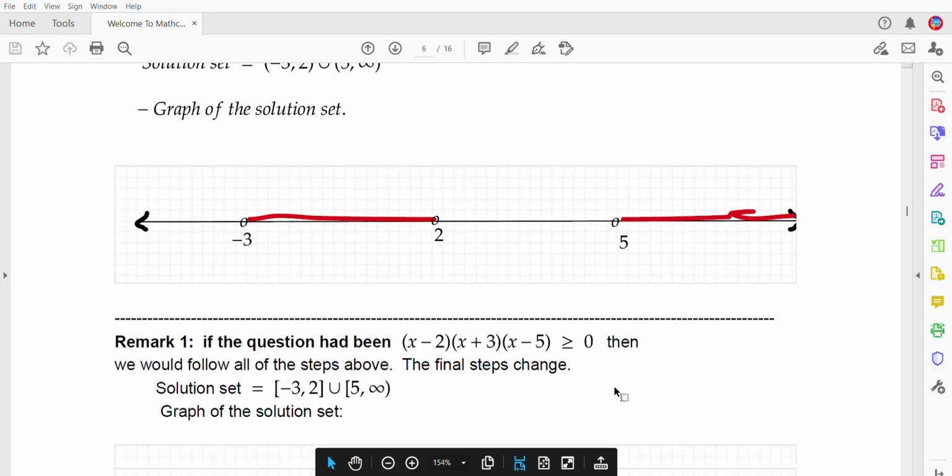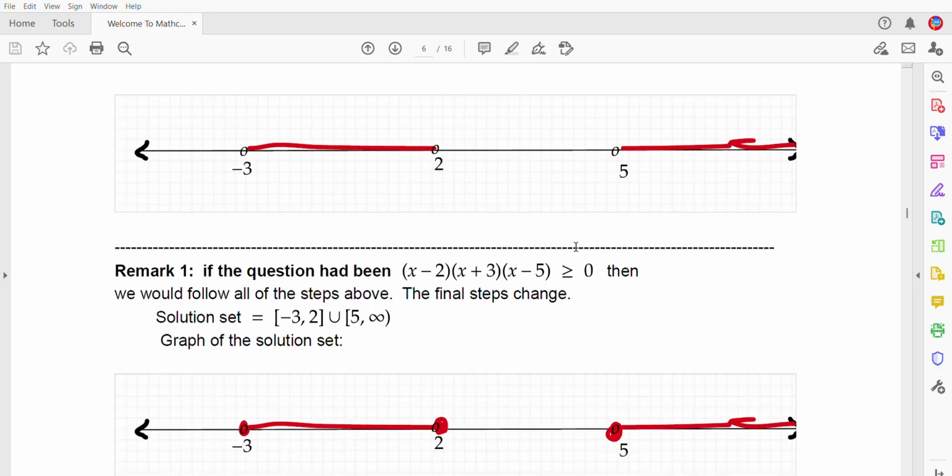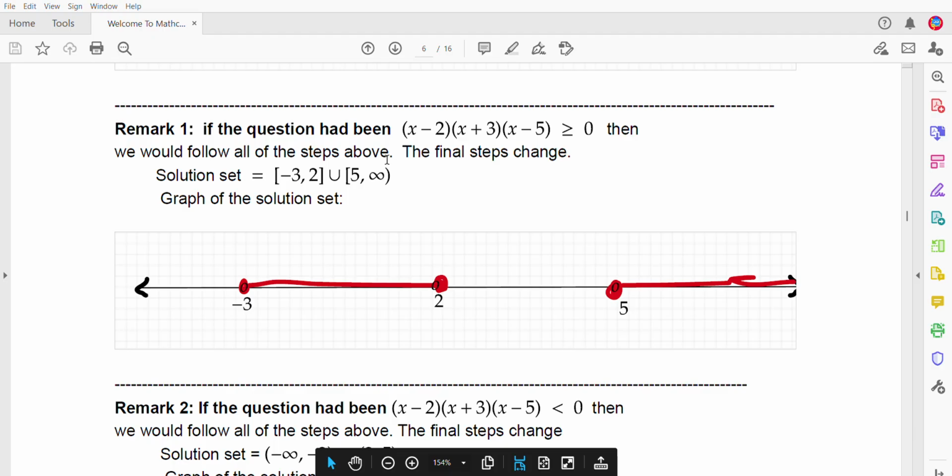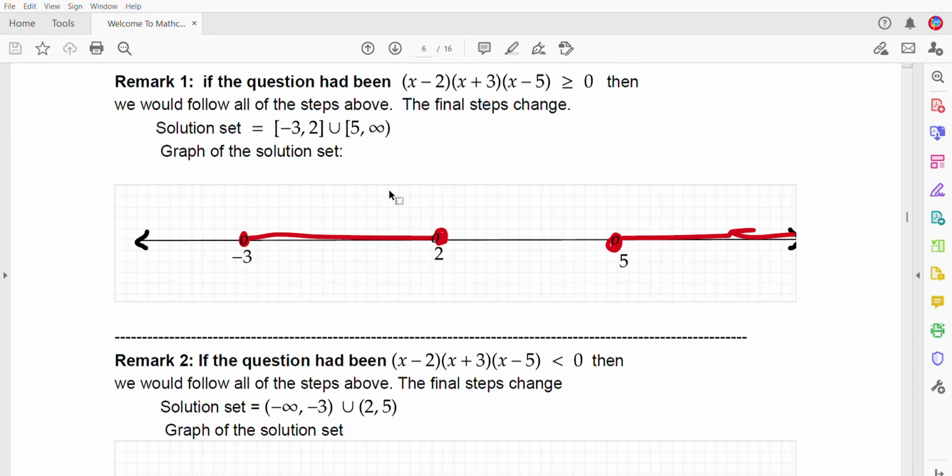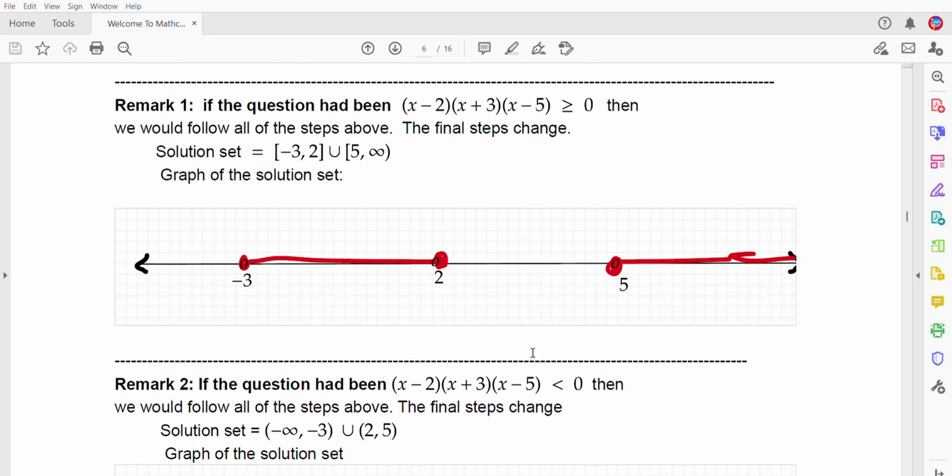Which brings us to the next question. Greater than or equal to 0. Same story, same steps, except because this is greater than or equal, the intervals are closed. The endpoints are included, so you fill in those points. Okay? Notice infinity is always excluded. It's not a real number. It remains open. Okay.